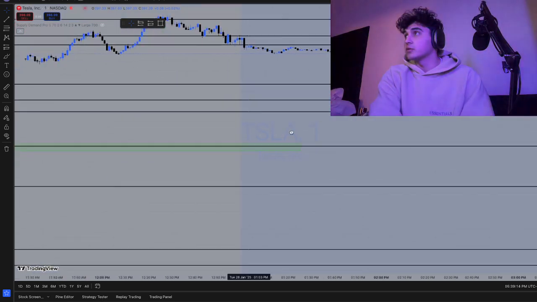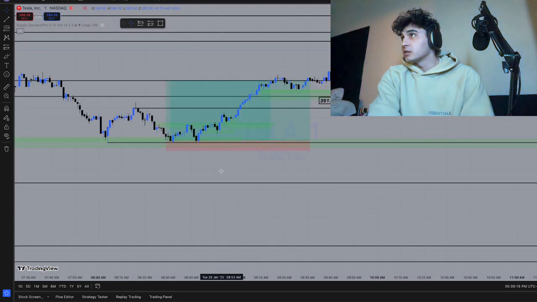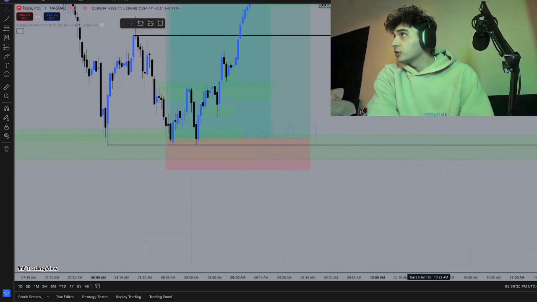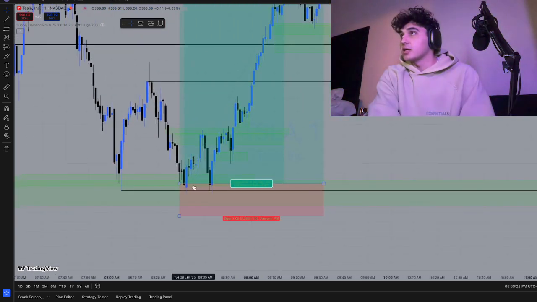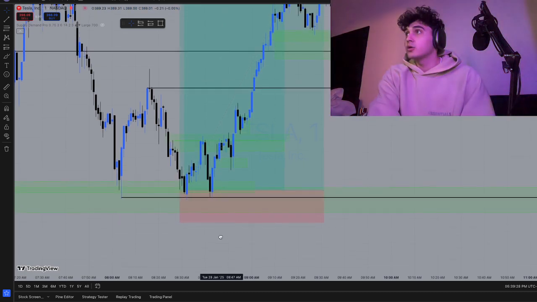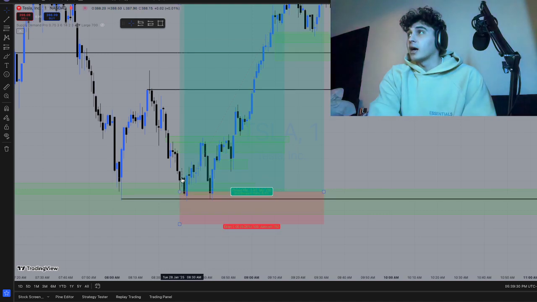So going back over to the 1 minute, you can see here I had entered right here, pretty much caught the absolute bottom on Tesla. Stop loss was a complete close below this demand zone. And then you can see we had a nice push up, tapped into this bearish fair value gap, and then we reversed right back to break even.